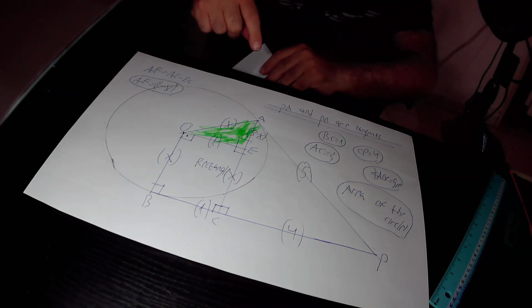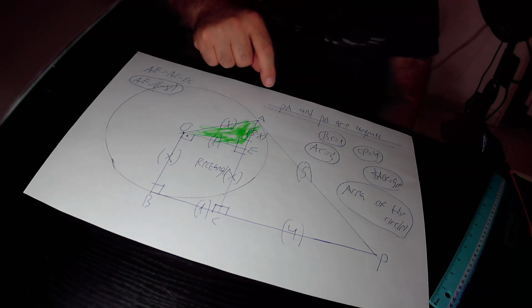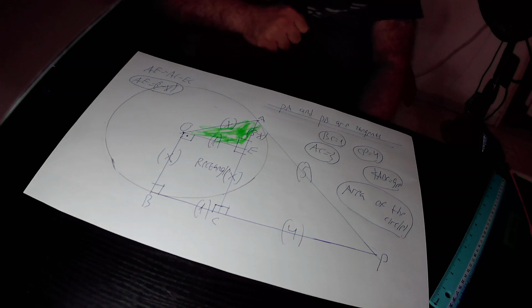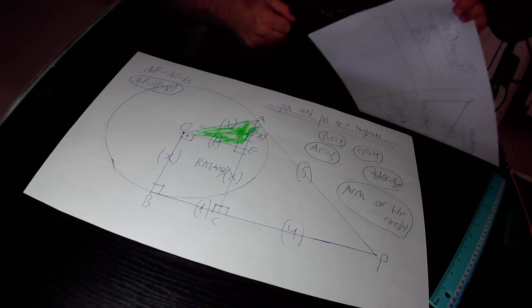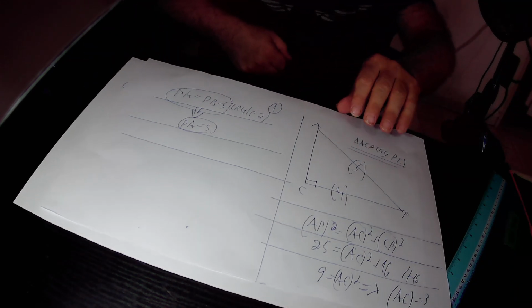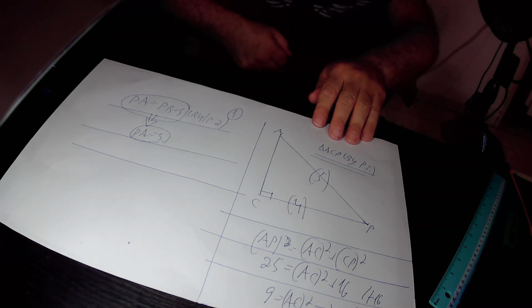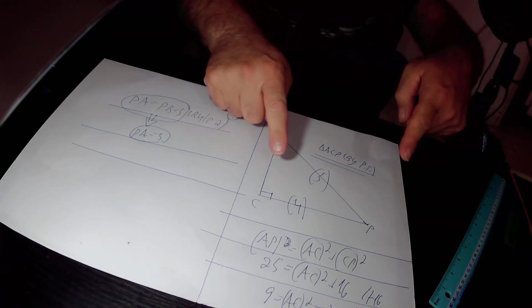In the next step, I copied the right triangle ACP onto a new page and we implemented the Pythagoras theorem for this right triangle ACP. According to the Pythagoras theorem, in any right triangle, the square of the hypotenuse equals the sum of the squares of the perpendicular sides. This is the right triangle ACP that I copied from the original drawing. According to the Pythagoras theorem, AP squared, that is the square of the hypotenuse, equals AC squared plus CP squared.